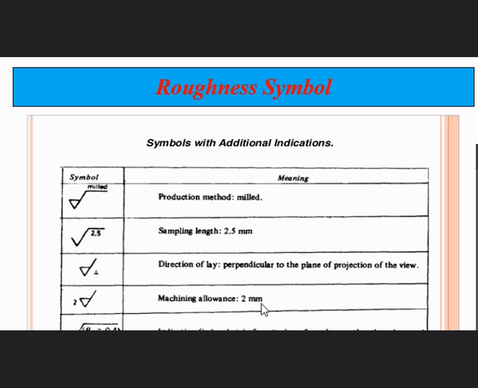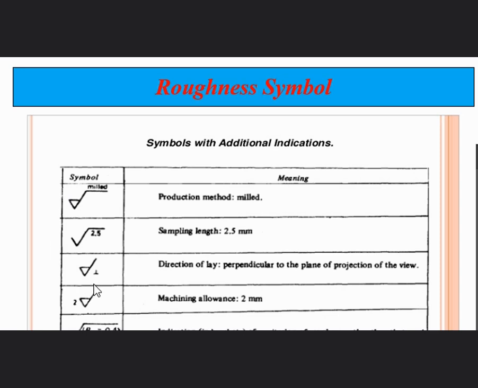After milling, after removing 2 mm of material, you want to verify whether you have got the required value of surface roughness. For that, the sample on which you should take the reading is 2.5 mm only. On the 2.5 mm sample, you should measure the surface roughness using your surface roughness tester, and the lay you should follow is perpendicular. In whichever direction the machining marks are, your surface roughness tester should travel in the perpendicular direction. So this is what your surface roughness symbol is.